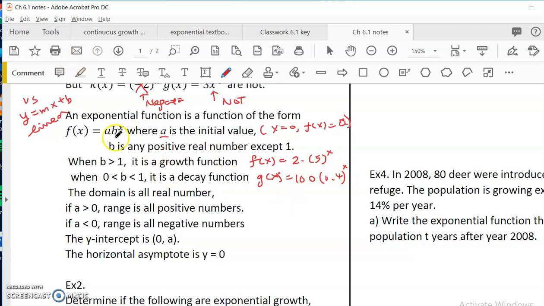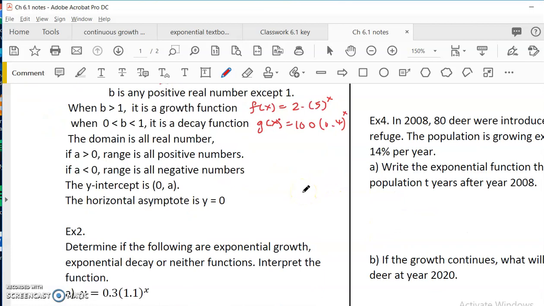So as a formula, f of x equal to a b to the x is an exponential function. If b is greater than 1, it's growing. If b is less than 1, like 0.4, then it is decaying. What about domain and range and everything? So we say the domain is always all real numbers because you can put anything in the exponent. And range is positive if a is positive. Range is negative if a is negative.